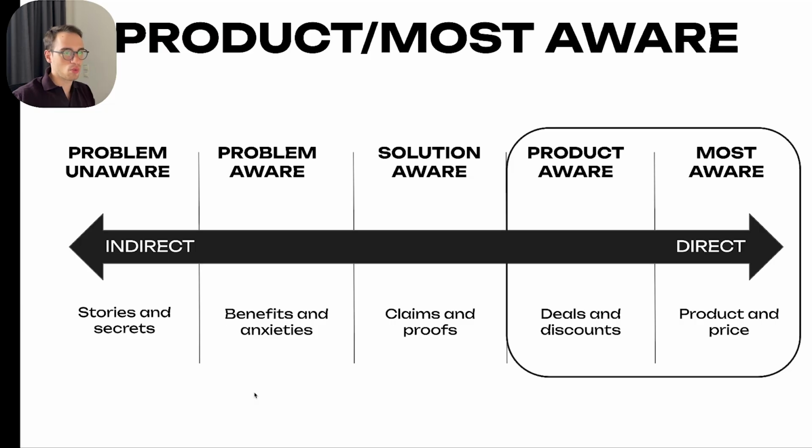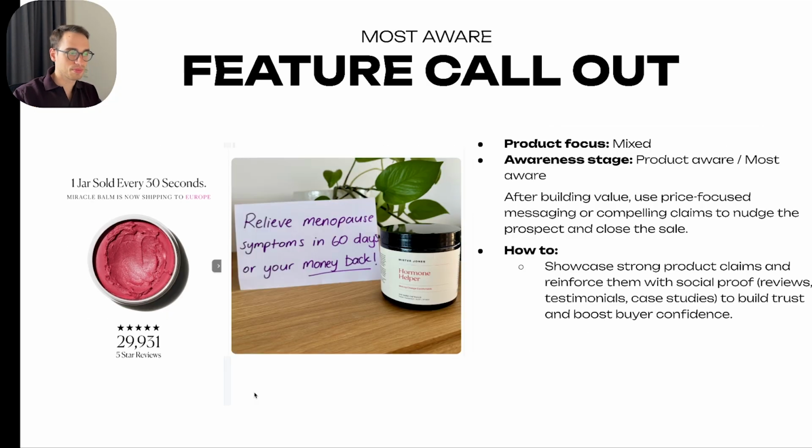Again, product and most aware, I just put those together because they're very similar. We need to really focus on one key thing here: objection handling and pushing for that conversion through deals and discounts. Now, feature callout, again very simple tactics that we can use. I love this one from John's Road: one jar sold every 30 seconds. Miracle Bomb is now shipping to Europe. Very strong creative to jump into another market.